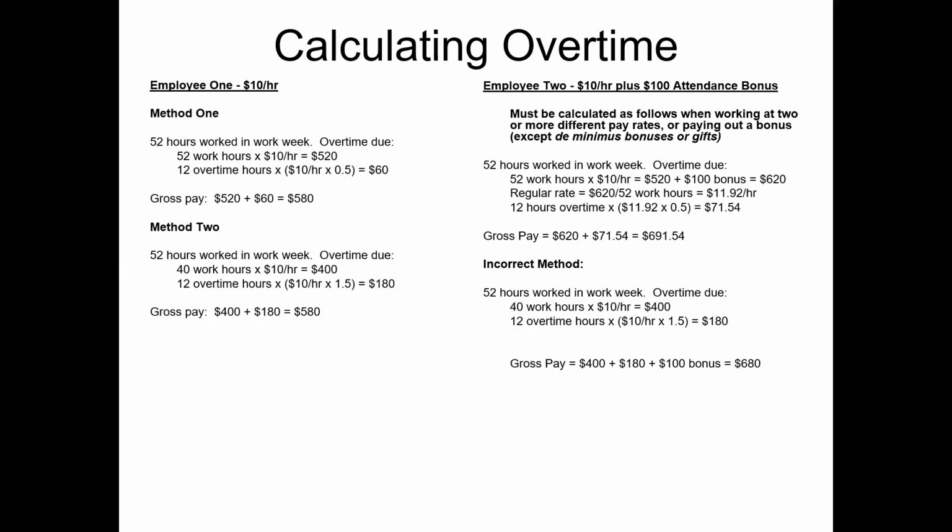The incorrect method would be to take 40 hours times our pay rate of $10 per hour, which yields $400, then pay time and a half for all overtime hours. And that calculation would be 12 overtime hours times the sum of $10 per hour times 1.5, which yields $180. Gross pay would incorrectly be calculated as $400 plus $180, and then adding on our $100 non-discretionary attendance bonus for a total of $680. Now, miscalculation of overtime hours when non-discretionary bonuses and multiple pay rates are worked by the employee are a top wage and hour violation.